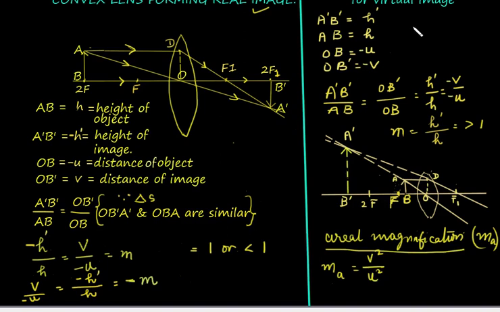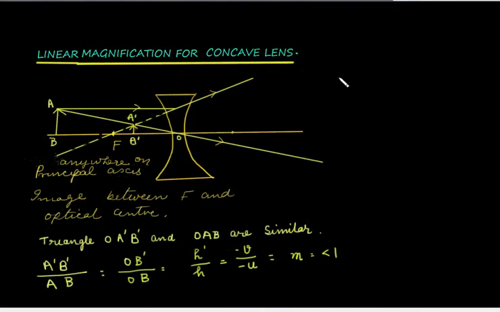Now let us see linear magnification for concave lens. Concave lens, as you know, forms virtual image. A dash B dash is a virtual image of the object AB. So following the same principles that we followed for convex lens, triangle OA dash B dash and OAB are similar. This is a bigger one, this is a smaller one, that's all.